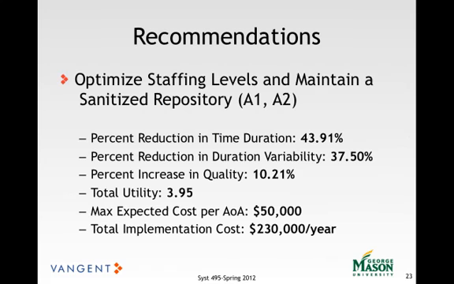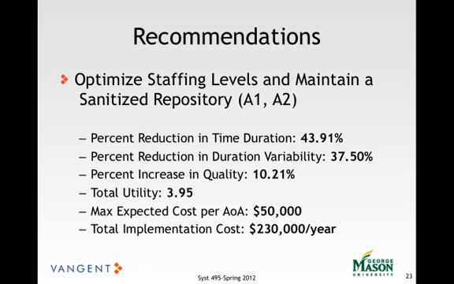We therefore recommend that our stakeholders implement the optimized staffing levels and sanitized repository alternatives, which will give a percent reduction in the AOA duration of about 44%, a reduction of variability of about 38%, an increase of quality of about 10.2%, a total utility of around 4 on a 1 to 5 scale, and a maximum cost per AOA of $50,000.